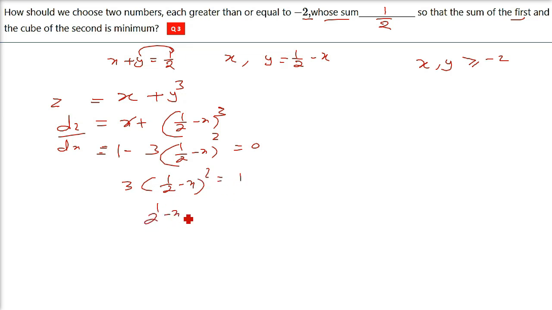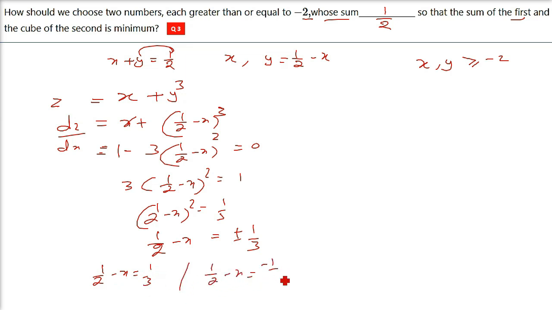Half minus x whole square is equal to 1 by 3. Half minus x will be equal to plus minus 1 by root 3. It's root 3, I'll just change it, because when we take square on the other side, it has to be plus minus, and it has to be covered with a root, like a cap. So one time we got half minus x as plus 1 by root 3, and one time we got half minus x as negative 1 by root 3.